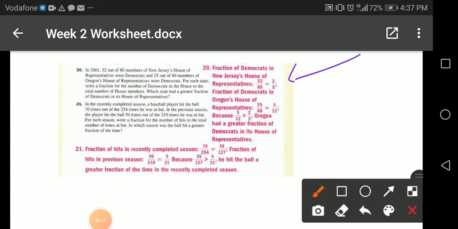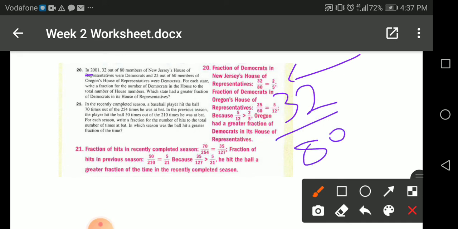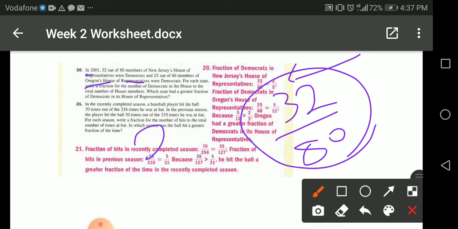In 2001, 32 out of 80 members of New Jersey's House of Representatives were Democrats. So we have 32 over 80. And 25 out of 60 members of Oregon's House of Representatives were Democrats. So we have another one, 25 over 60. The question is, which state had the greater fraction?